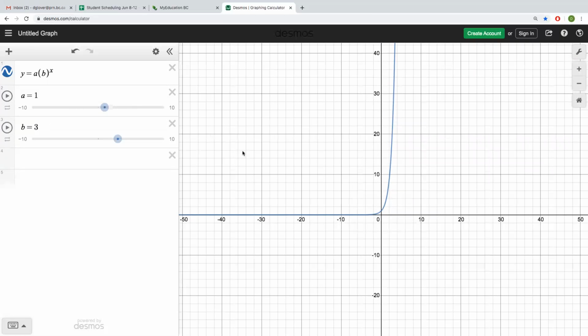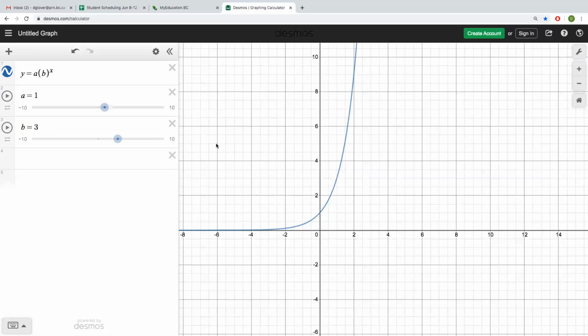A is going to stretch the function vertically. So if I have a function that normally looks like this, I can increase a and it's going to stretch it vertically. As you see, that changes the y-intercept. The y-intercept happens to equal whatever a is. If you make a negative, it'll flip it upside down.